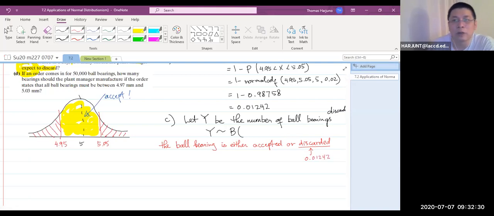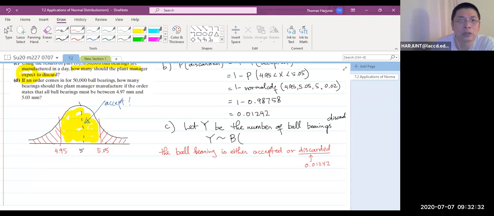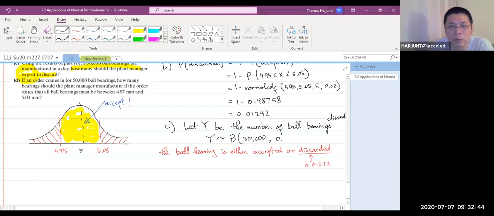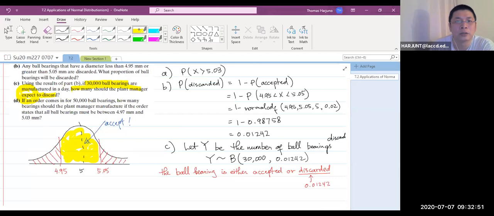Okay, now if you produce 30,000 ball bearings, that will represent the number of trials, 30,000 ball bearings. The probability that it gets discarded is 0.01242. Okay, so this is the n here. That's the n. This is the probability. That's the p.